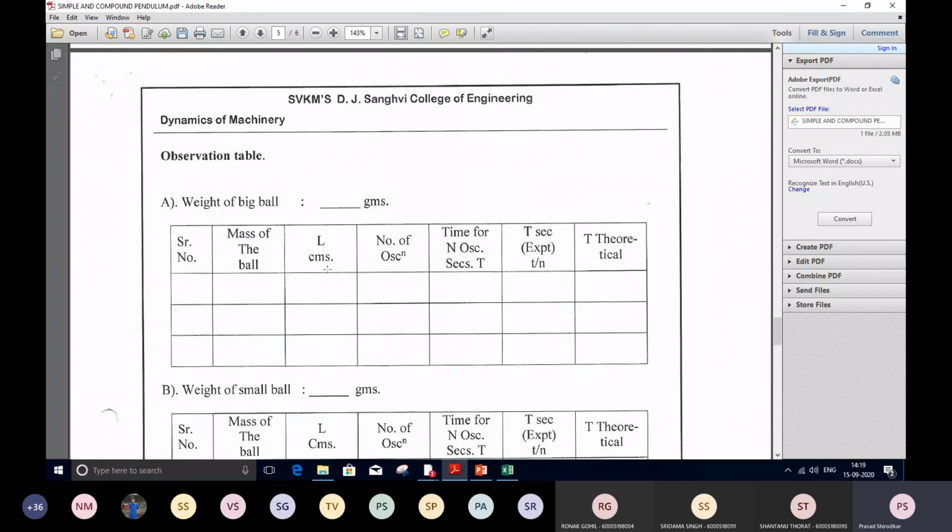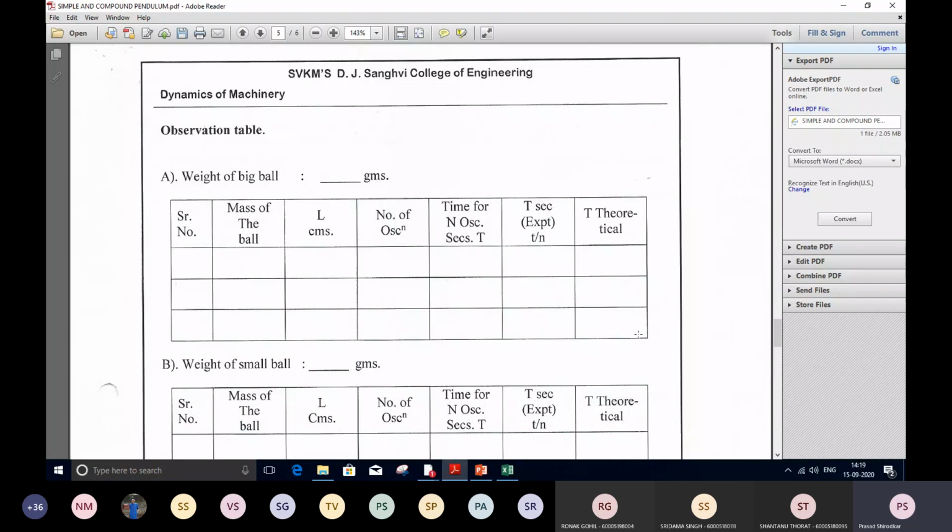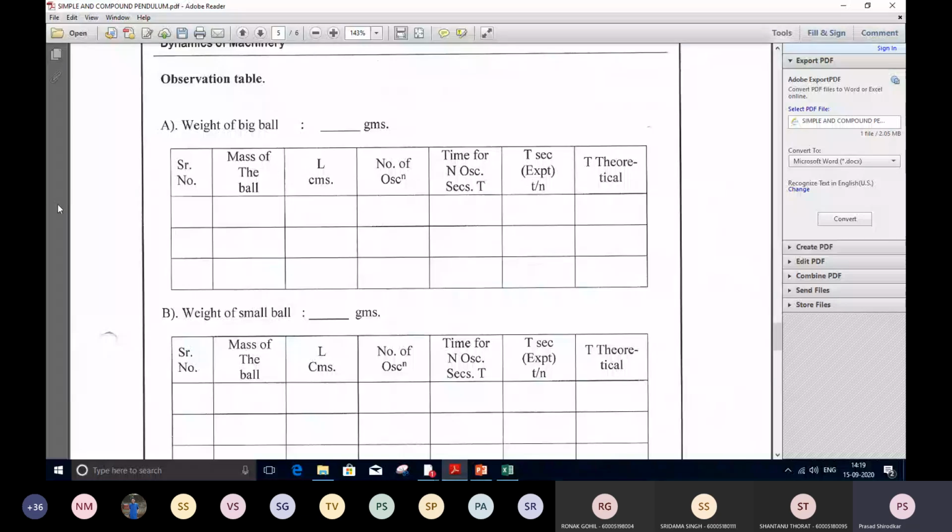Okay. Now for these three values of L, set this length in your simple pendulum, and give it 10 oscillations. Then divide the time by number of oscillations, that is 10. That will give you time for 1 oscillation. Okay, and compare it with the theoretical time that you have got from the compound pendulum. So theoretical time for serial number 1, 2, 3, A and B, the corresponding time will be same for the same equivalent length.